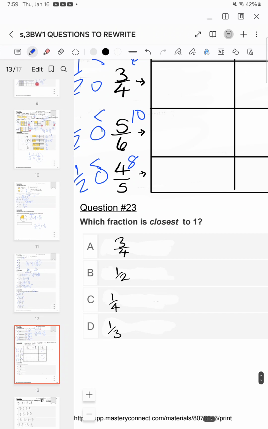Alright, so if I look here, I can go ahead and compare them to see which is closest to 1. Obviously, this is not, because if I were to draw fraction models, I say 1, 2, 3, 4, and I say 1. That is barely the whole thing. They want to know which is closest to the whole thing being filled out.